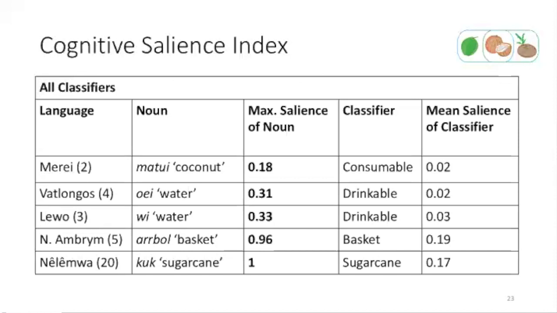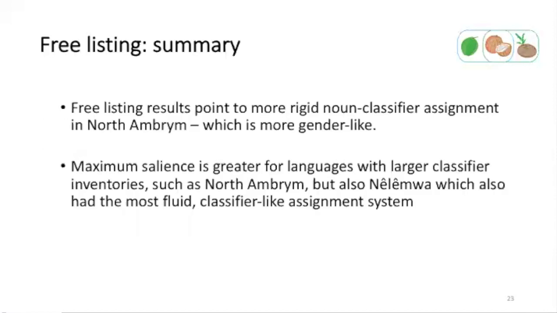So on the whole, we only get partial support for our second hypothesis, as Nêlêmwa, which was previously classed as the most fluid system in terms of noun classifier assignment, also has the greatest salience here. But Ambrym, with its more rigid system, also has a high maximum salience score as well. So only partial support here.